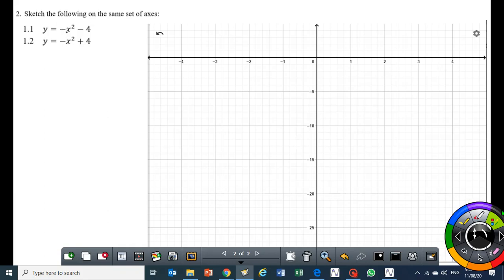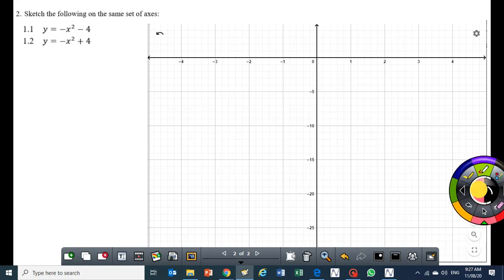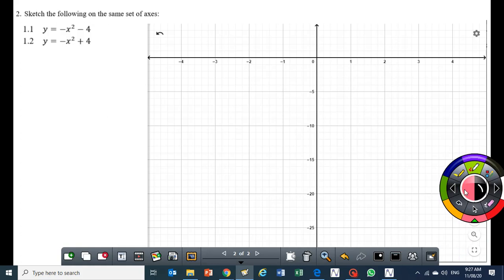Now you can see that there is a minus in front of the x squared, which means the graph, in terms of the shape, has to have a maximum turning point. So let me sketch those two. I'm going to start with the first one, y equal to minus x squared minus 4.